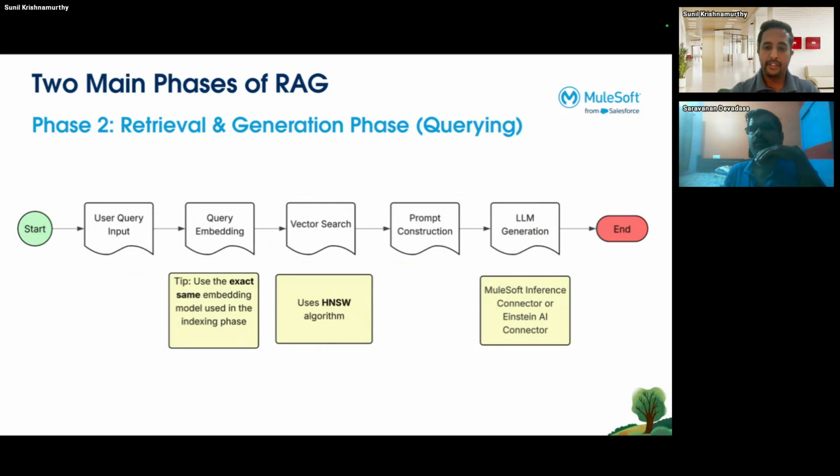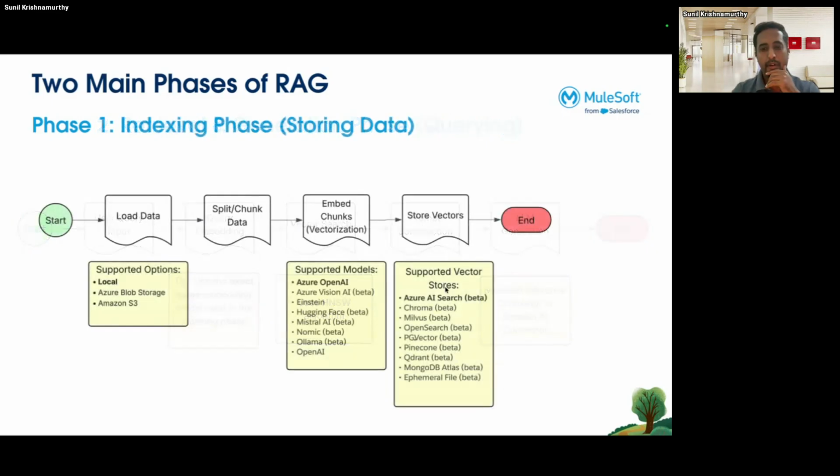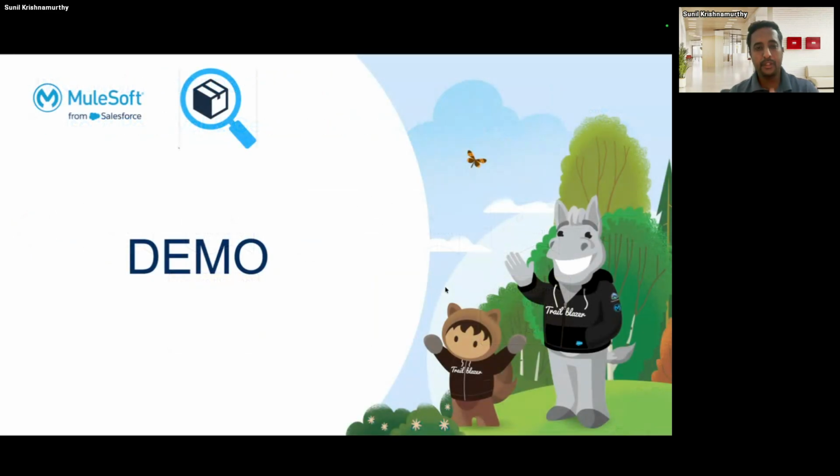So you take that output of the vector search, construct a prompt, and give it to the LLM. You give the output of the vector search plus the user query input, what you got in the first step, right? Now the LLM can understand the context, understand the user query, and generate a presentable response to the user. For the LLM, you can use the MuleSoft Inference Connector or the Einstein Connector. So these are the two main phases. Quickly, we will see the demo for vectors.